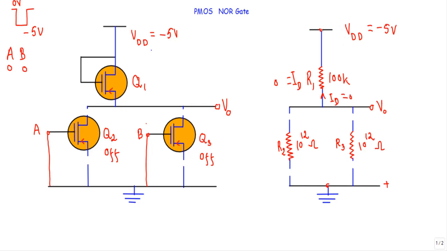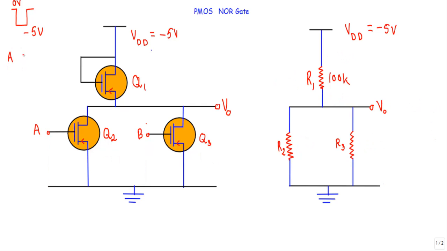That means there is no voltage drop from this terminal to this terminal. So you will see, as there is no voltage drop between these terminals, this resistance will act like a virtual short. So this point will connect to here, and I will get minus 5 volt between this terminal and this ground terminal. This will indicate logic 1.